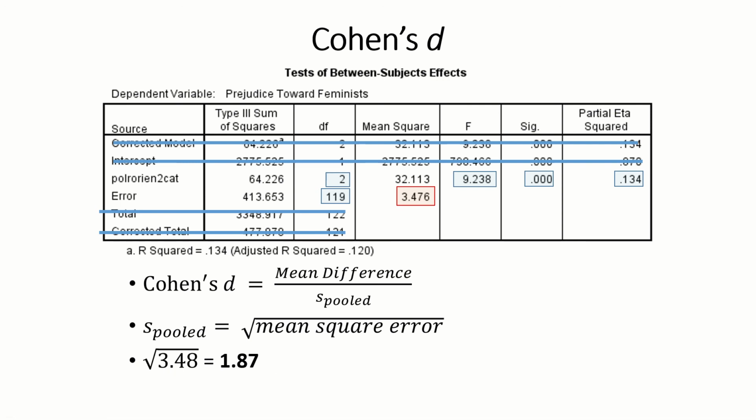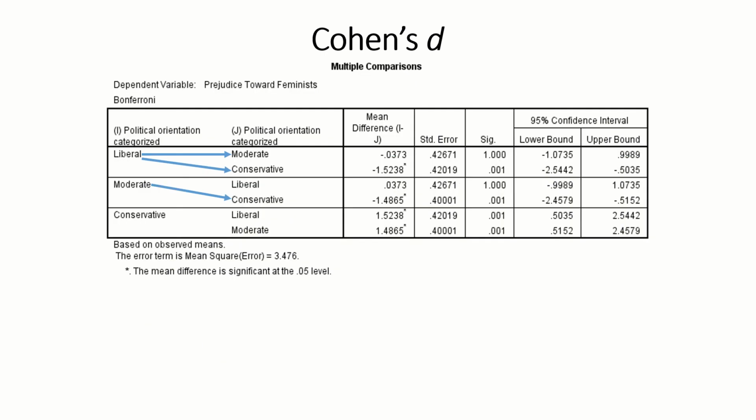So we're going to take each mean difference and divide by 1.87. Now SPSS has already calculated the mean differences for us, and we can get those from the post-hoc or multiple comparisons table. Oh, and something that I didn't mention: when we first look at the multiple comparisons table, you can see not only the dependent variable, but also which type of post-hoc test we used here. We used Bonferroni. Sorry, forgot to point that out earlier.